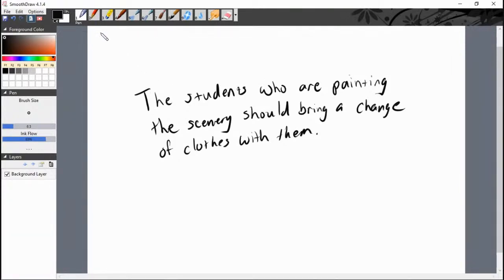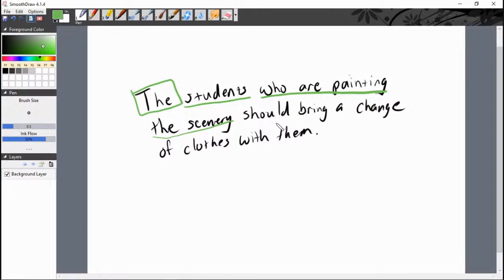Okay. Now, what's really helpful to do is just to figure out the different parts of the sentence, right? So, what is the subject of this sentence? The students, right? So, here's the definite article. It's the students. Which students are they? The students who are painting the scenery, right? The students who are painting the scenery should bring a change of clothes with them, right?